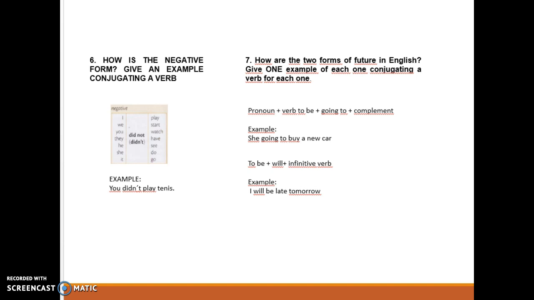Number 7. What are the two forms of future in English? Give one example of each, conjugating a verb. It is pronoun, verb to be, going to, and complement. Example: She is going to buy a new car. And the other is verb to be, will, and infinitive verb. Example: I will be late tomorrow.